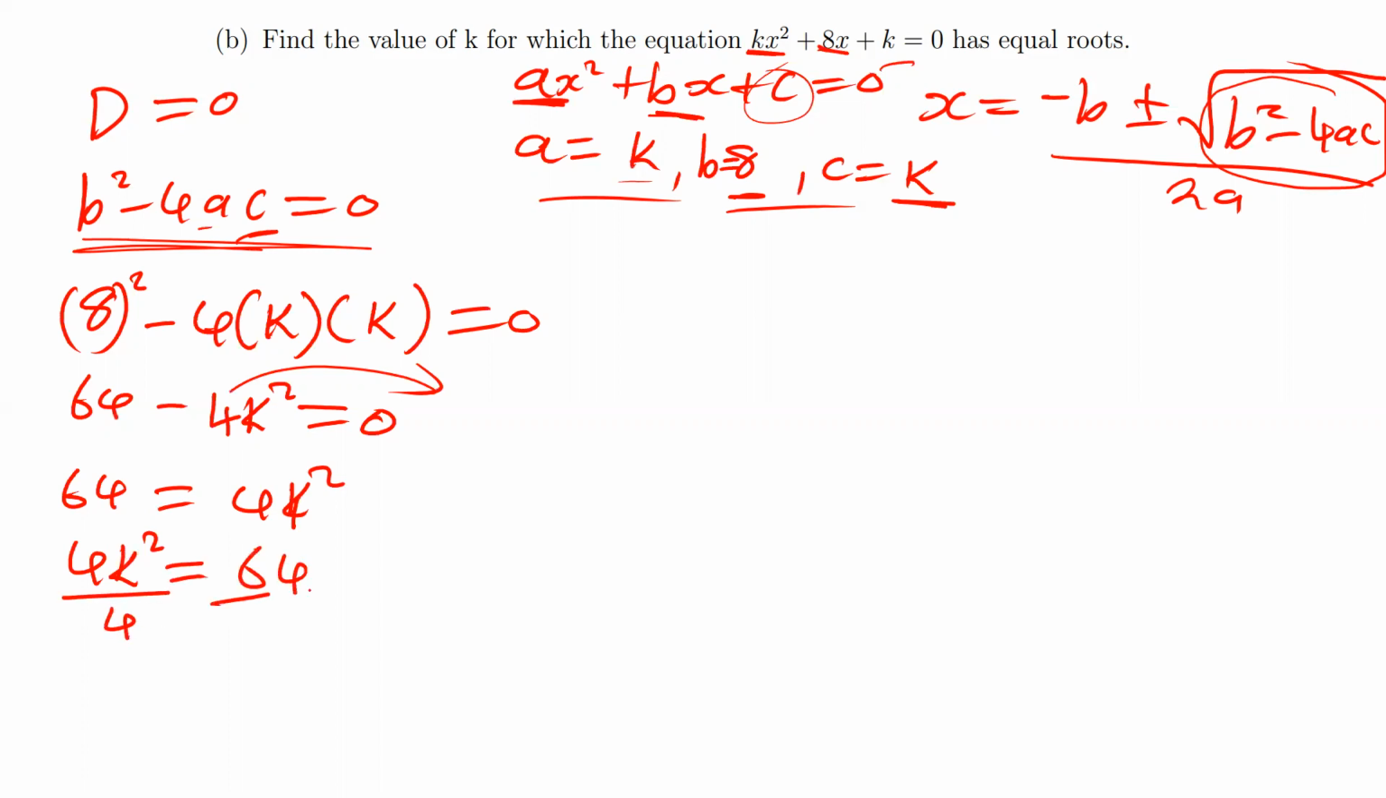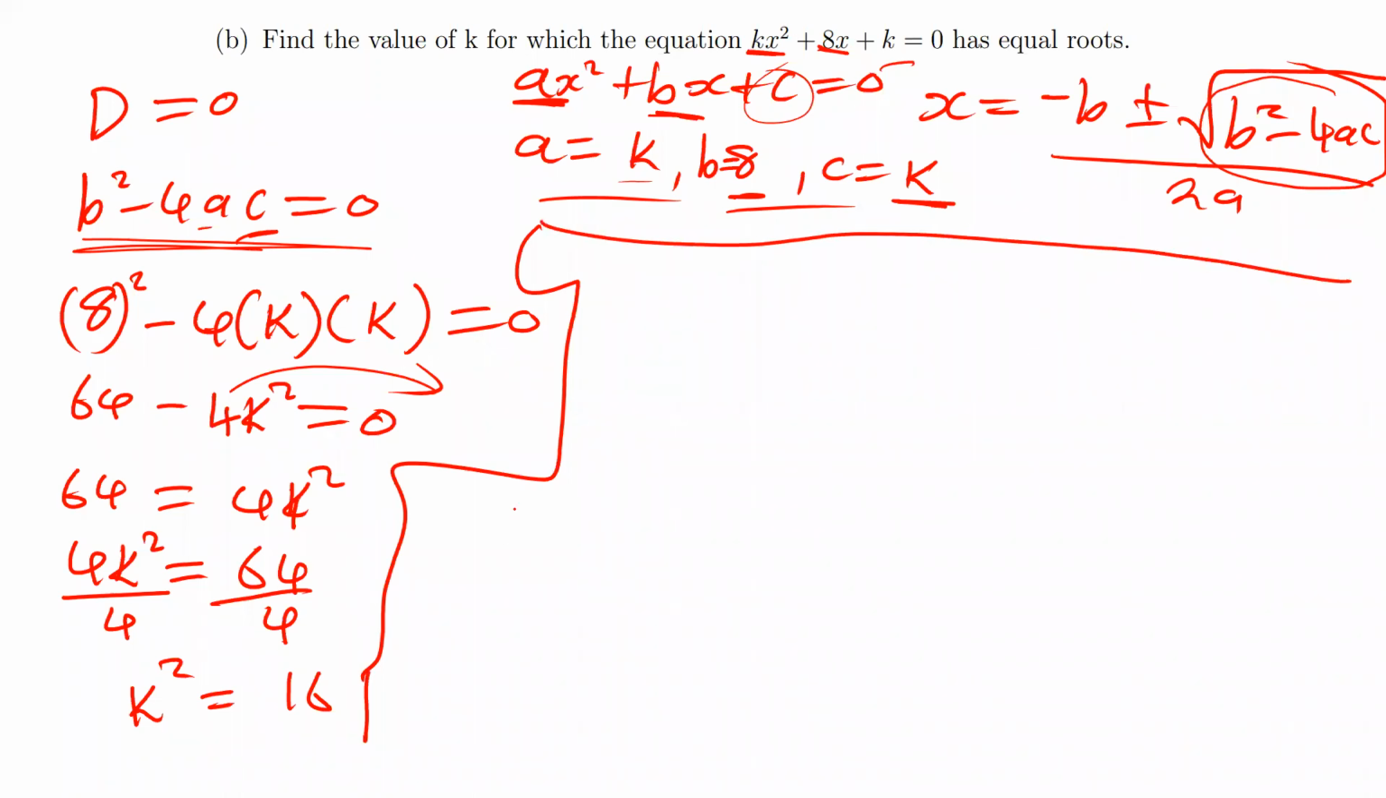and we divide by 4 on both sides. So our k squared is therefore going to be equal to what? 16. So now we're trying to find the value of k for which this given quadratic equation has equal roots.